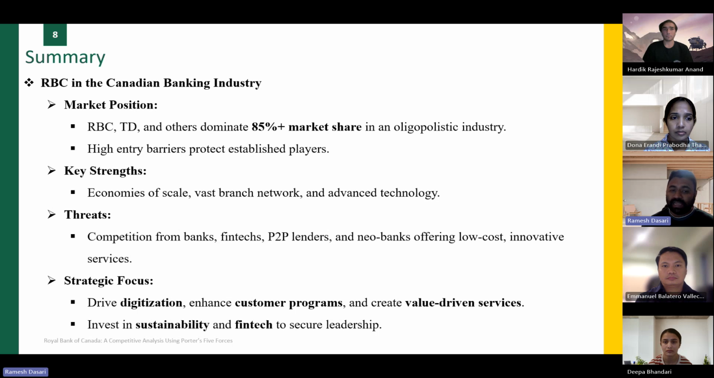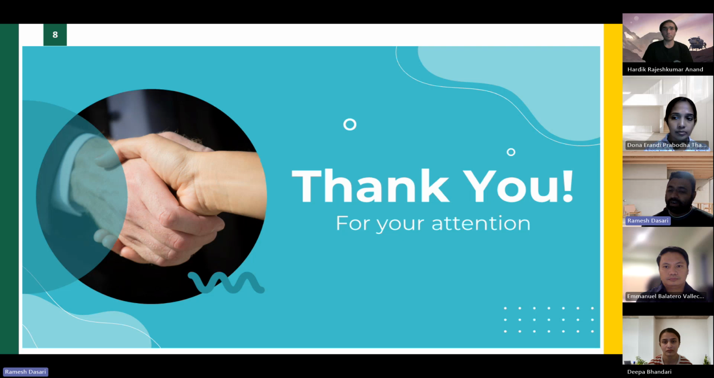However, the emerging threats from fintech, P2P lending, and neobanks require RBC to push forward with digitalization, invest in fintech partnerships, and enhance customer-centric programs. Focusing on sustainability and creating value-driven financial solutions will enable RBC to retain its leadership and thrive in the ever-evolving market. Thank you for your attention.